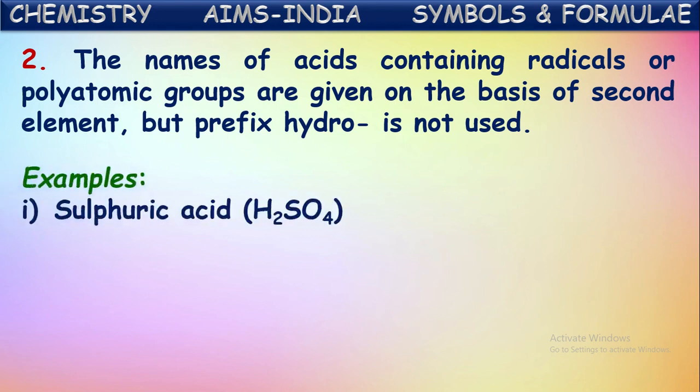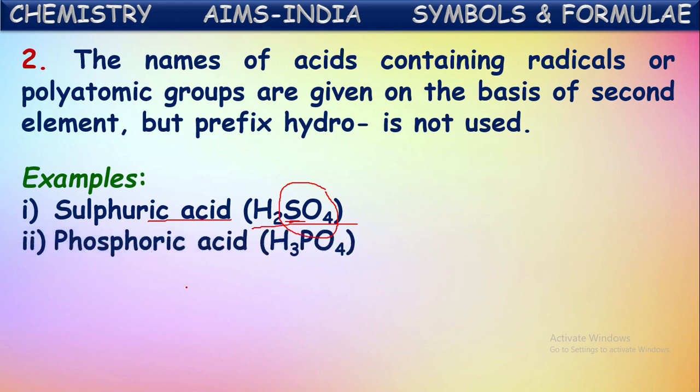Let us try to understand this also by examples. See the first example, H2SO4. It is a polyatomic ion, which we commonly call a radical. While naming this compound, we don't use hydro at the start, even though there is hydrogen. Need not mention hydro. The second element's name, sulfur, is written, and at the end, ic acid is attached. Now it becomes sulfuric acid. Sulfuric acid.